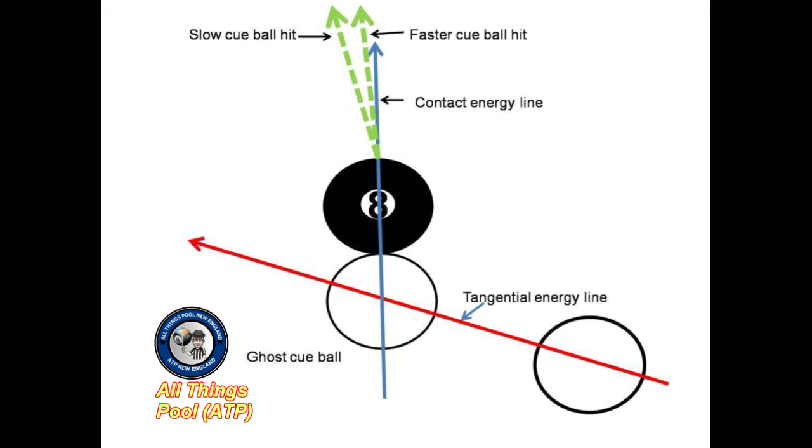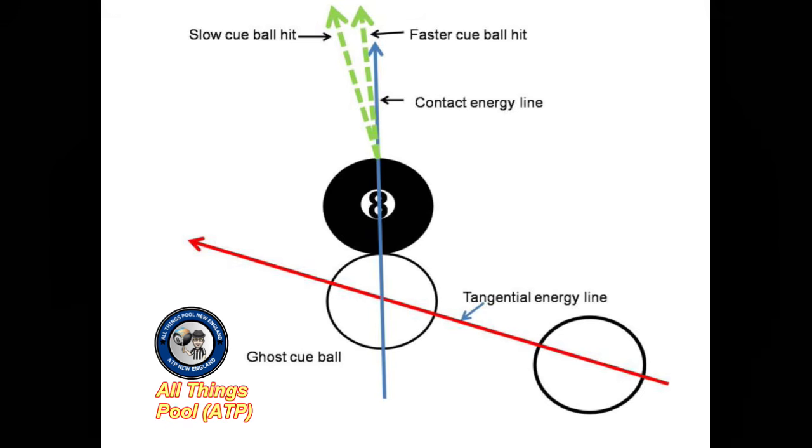So in this particular diagram, we placed our ghost ball to lock in the contact point on our blue line. That's our contact energy line. When we hit that cue ball, even though we contact the object ball right on the blue line, it throws it to the left.